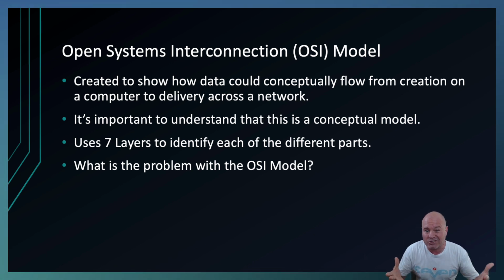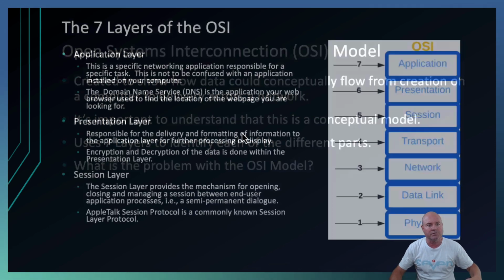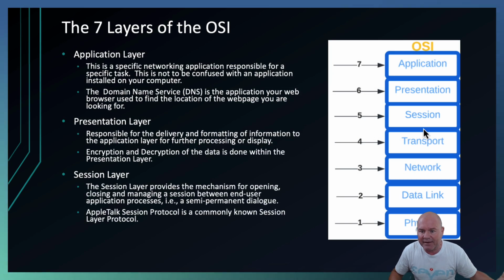So I want to talk to you about the OSI model. We're going to briefly go over the 7 layers of the OSI model, but we're not going to do a deep dive. Remember, this is just an overview of the different models that we have for networking. So, as we said, there's 7 layers.